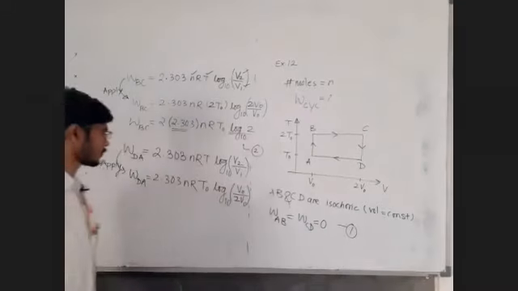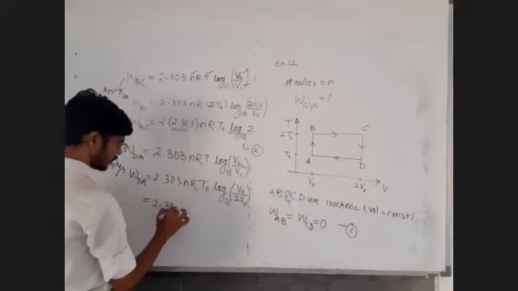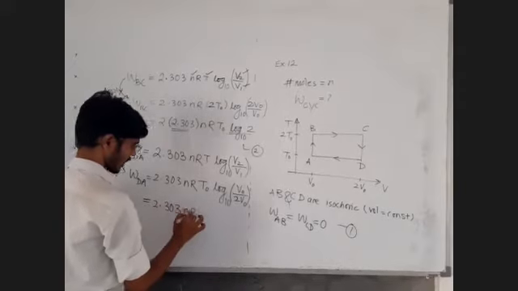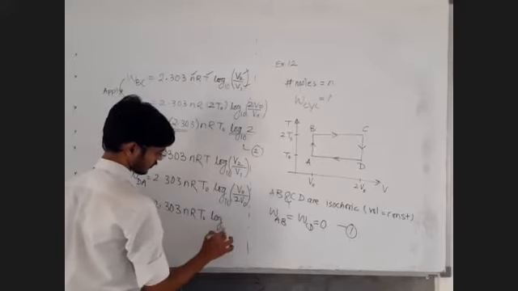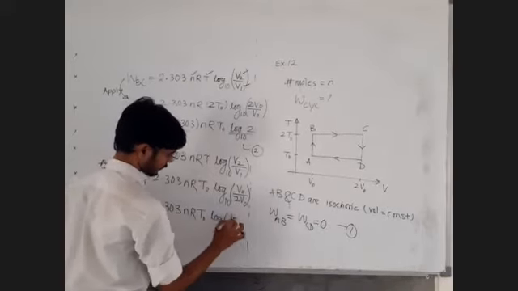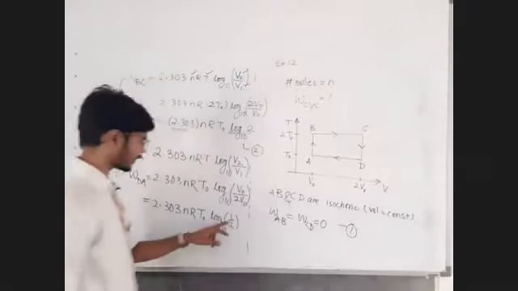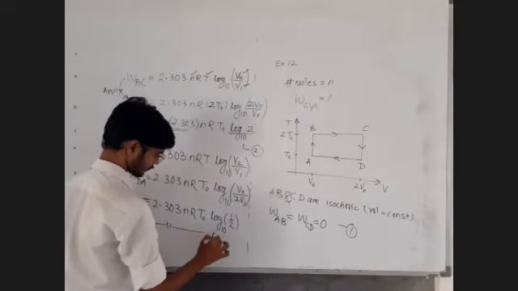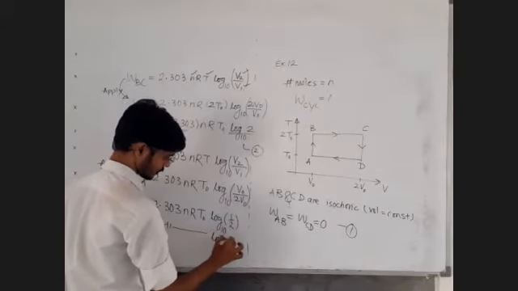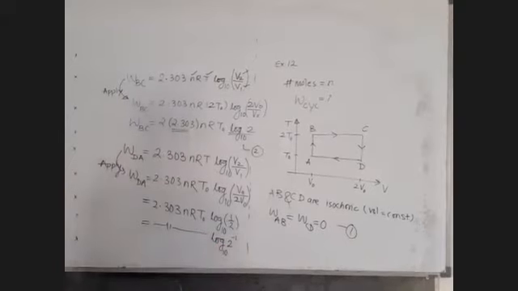Fine, sir. So the answer becomes 2.303 nRT0 log to the base 10 of 1/2. Now, log of 1/2 can be written like this. This entire thing will remain the same. 1/2 can be written as 2 raised to minus 1.